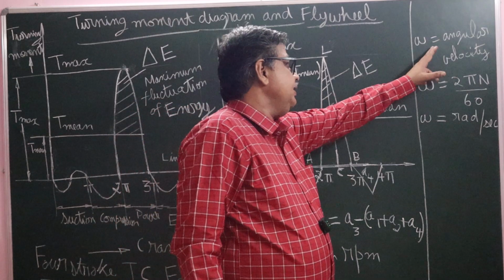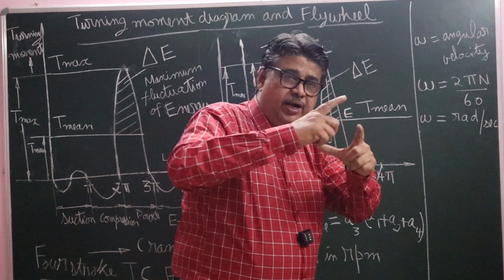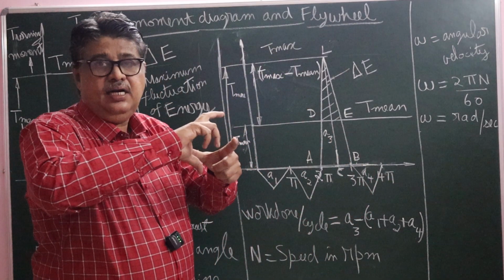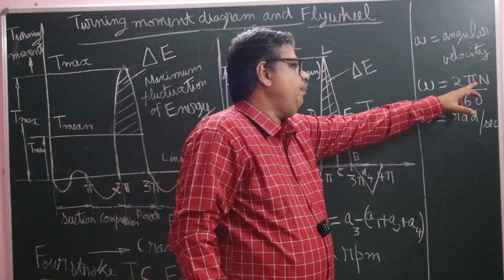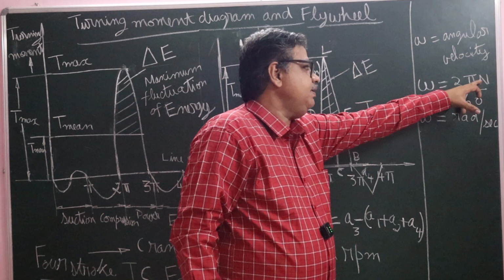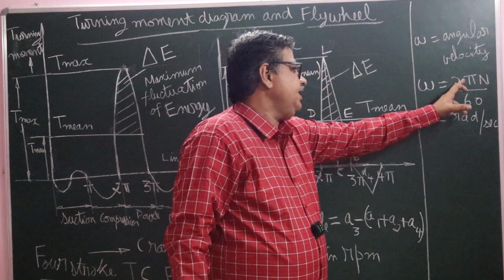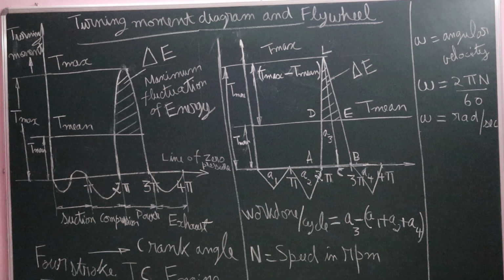So, omega is the angular velocity, omega equals 2 pi N by 60, because one revolution is 2 pi radians, 360 degrees. Therefore, N revolutions is 2 pi N, divided by 60 because it is in RPM, revolutions per minute, and it becomes radians per second. This is the angular velocity, 2 pi N by 60, right?